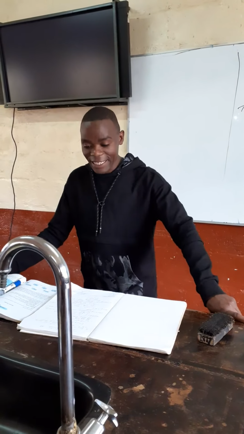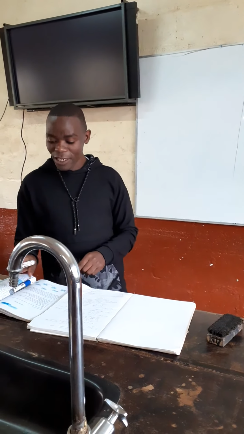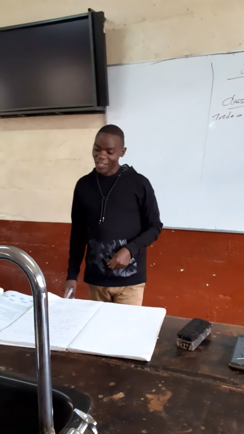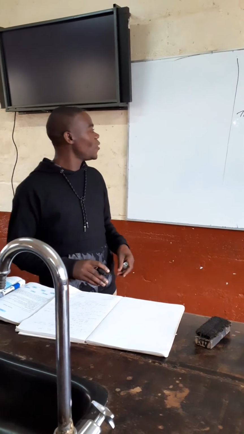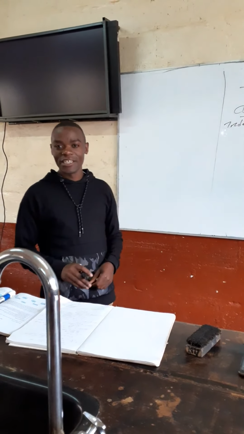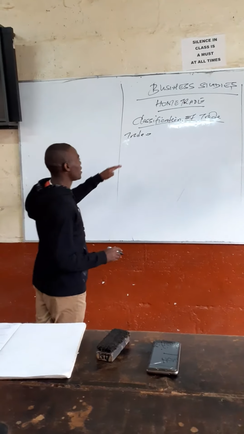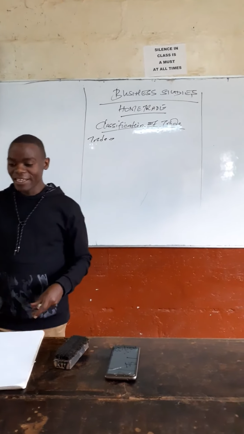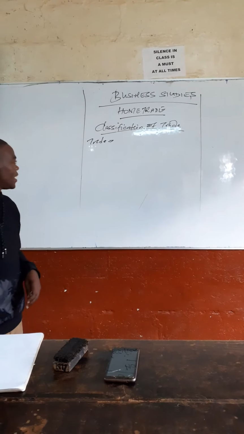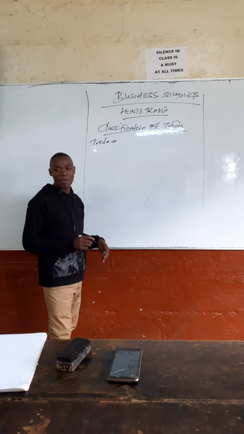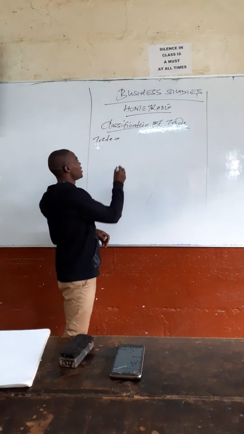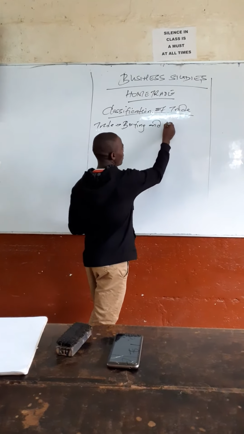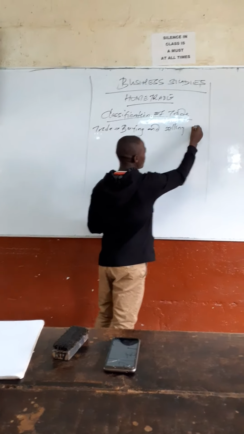To a business class from one topic, that is home trade. Home trade is the last topic in the Form 1 syllabus, and we're going to look at the classification of trade. But before that, let us define the term trade. Trade is defined as buying and selling of goods and services with an aim of making profits.